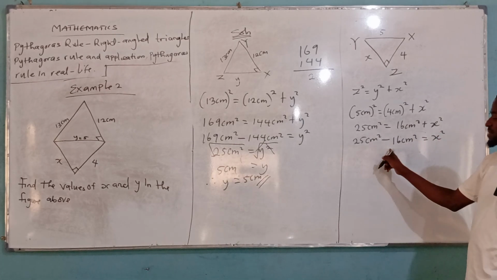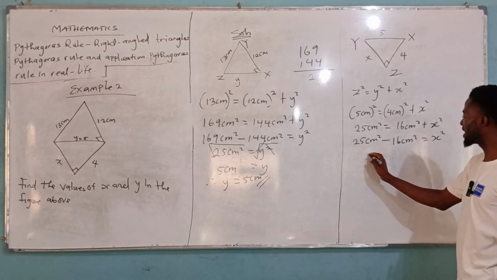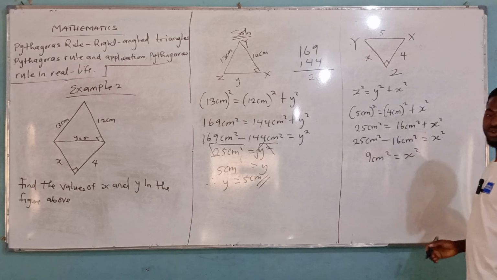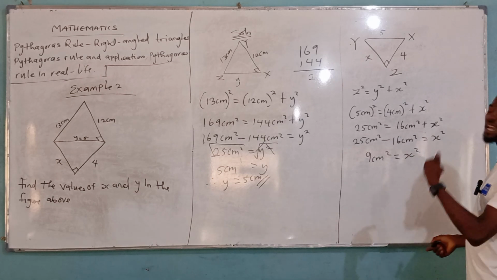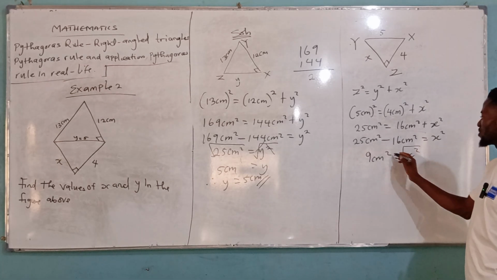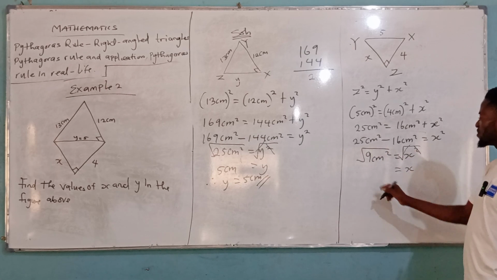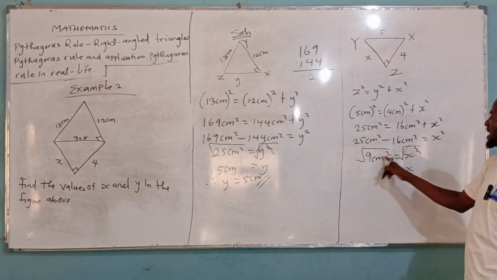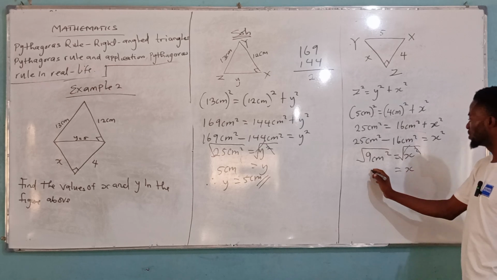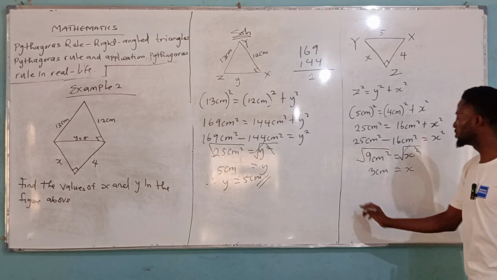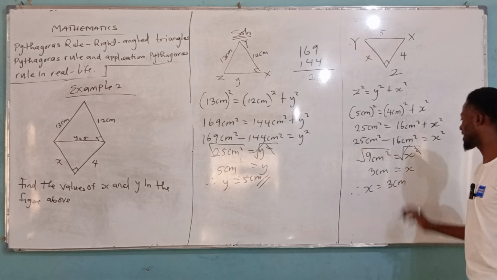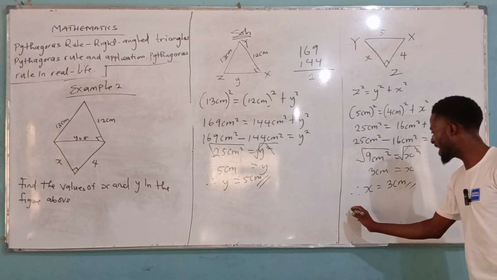So now, subtracting this one, we are left with 9 centimeters square, which is equal to x square. We were asked to find x, not x square. So from here, we'll take the square root of both sides, and then this goes with this. So we have x, and this is a perfect square. If you take the square root of this, it should give you 3, and then the square on this centimeter cancels out, so we'll have 3 centimeter. Therefore, x is equal to 3 centimeter.